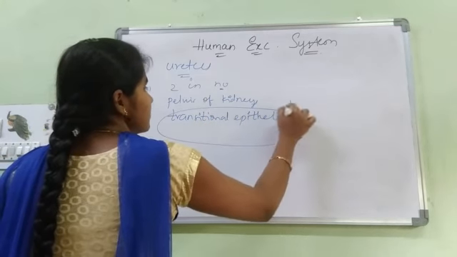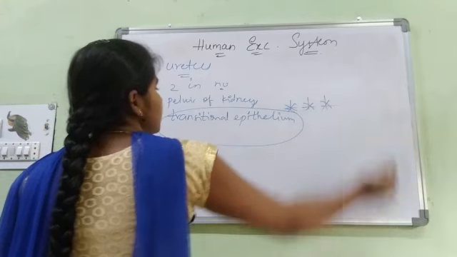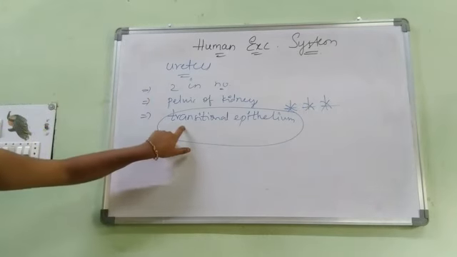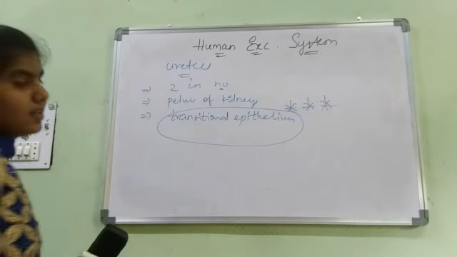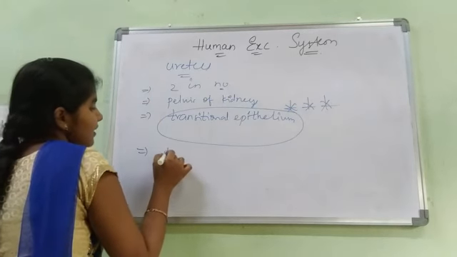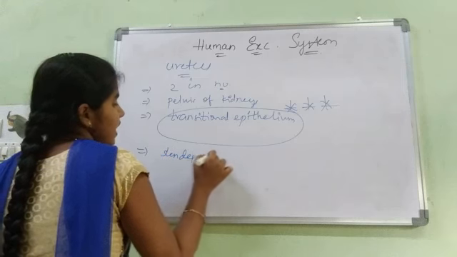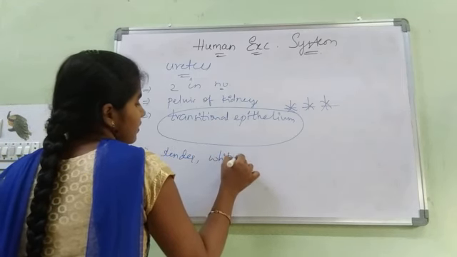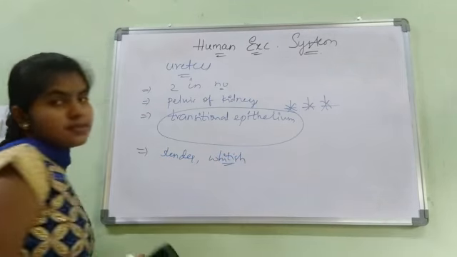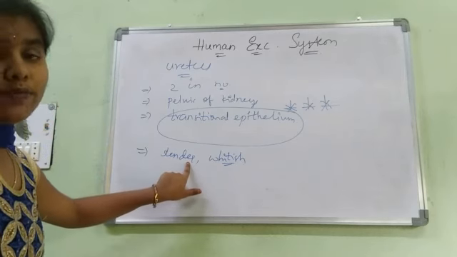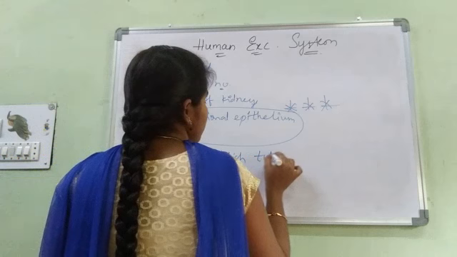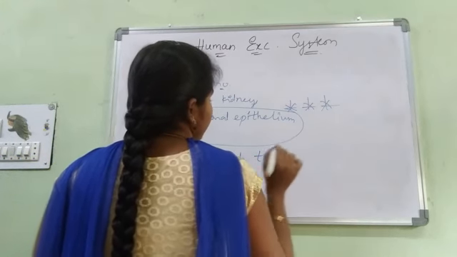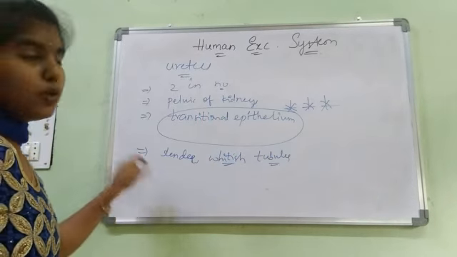Note this down, friends. This is important in your bits. It consists of a transitional epithelium. And these are slender whitish tubules. Hence they are white in color. Whitish tubules. Note down, friends, this is important. And next we'll see the urinary bladder.